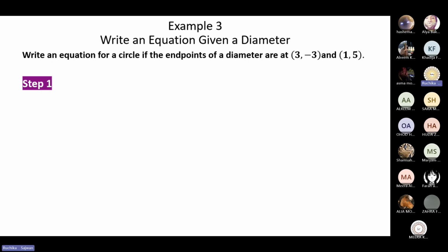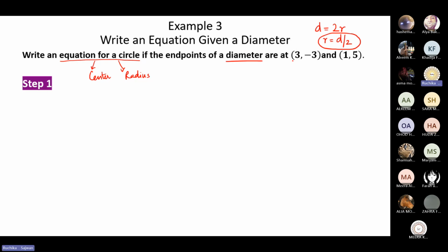Yes. See, for an equation of the circle, I already told you, you only need 2 things. What? Center, and second thing, radius. So radius will come from the diameter, as Huda correctly said. Diameter is 2 times the radius. So can I say radius will be length of diameter divided by 2? Everybody can see what I'm writing, right? Yes.